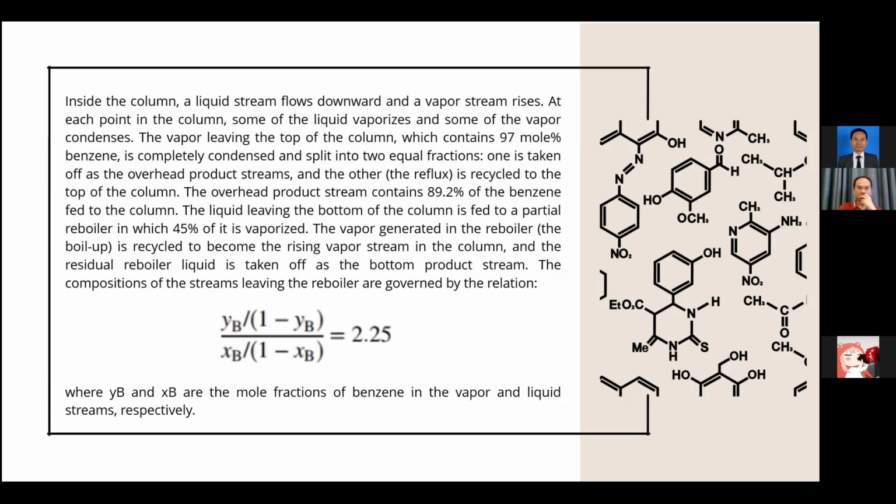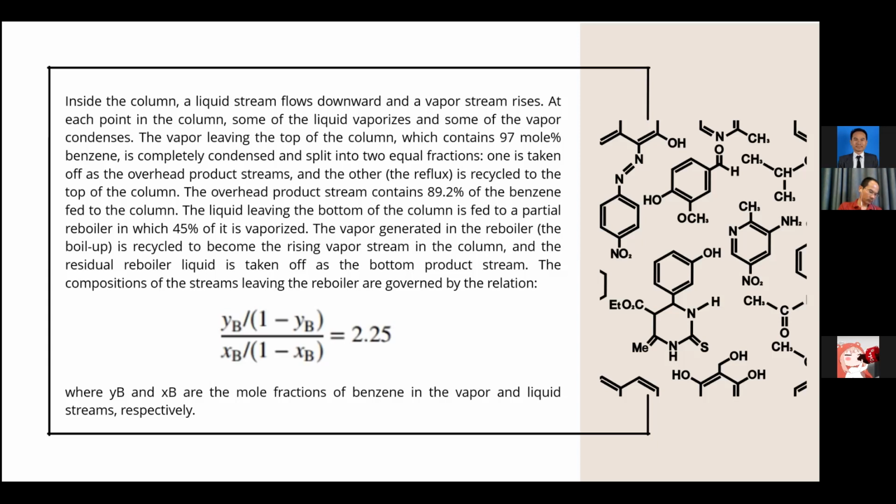The overhead product stream contains 89.2% of the benzene fed to the column. The liquid leaving the bottom of the column is fed to a partial reboiler in which 45% of it is vaporized. The vapor generated in the reboiler, the boil up, is recycled to become the rising vapor stream in the column, and the residual reboiler liquid is taken off as the bottom product stream.